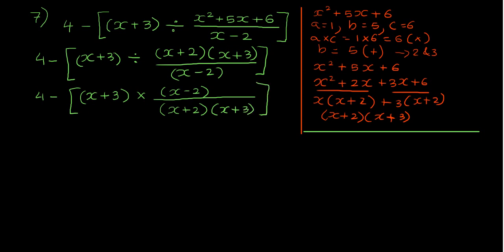Okay, within the brackets I can cancel out that with that, because there's only multiplication taking place, there's no addition and subtraction. So when I simplify it, it'll be 4 minus, in brackets, x minus 2 over x plus 2.